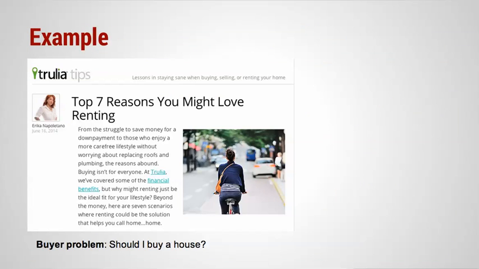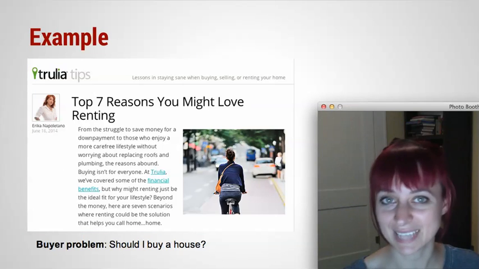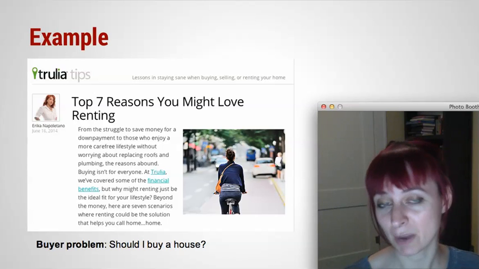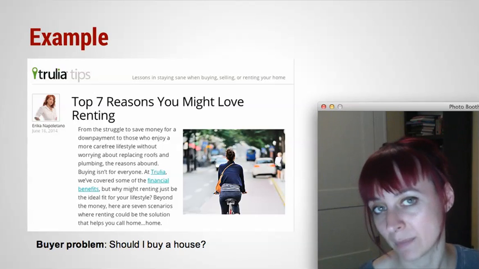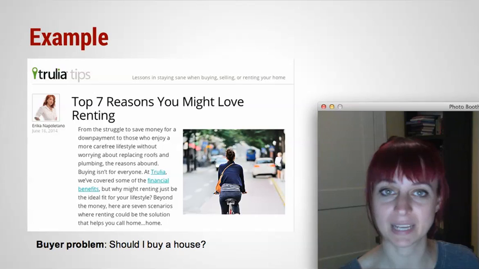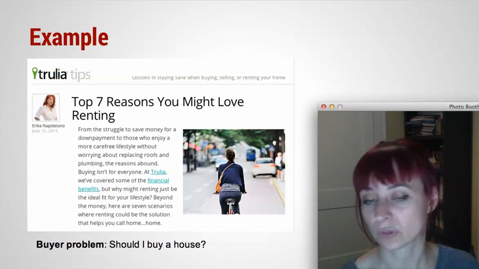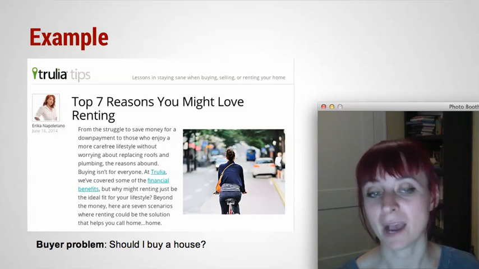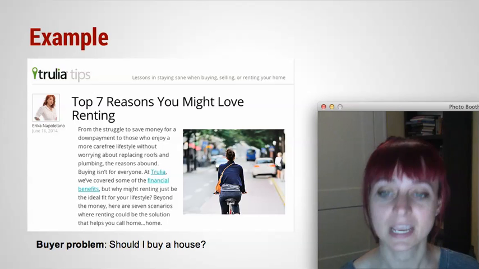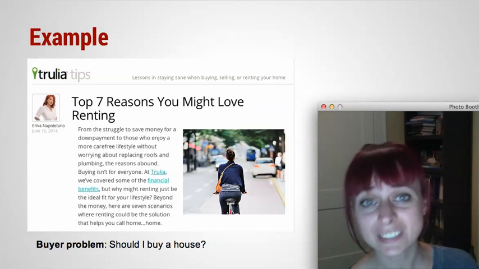So let's look at an example of a piece of content from a company that engages in content strategy. This is a blog post from Trulia, which I just talked about, top 7 reasons you might love renting. Now, this might sound counterintuitive. Why is a real estate listing company talking about renting? Well, they do have a renting service where you can see places for rent in the area using Trulia. But what they're doing here is they're solving buyers' problems. If you're looking at houses, you're kind of trying to decide, do I want to buy a house? Should I keep renting?